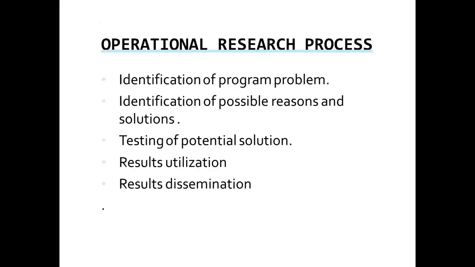Operational research process. The process starts from identification of the program problem. Firstly, we have to identify the program problem: where the problem may occur, and from where it occurs. Then identification of possible reasons and solutions. We have to identify the possible reasons and solutions. Then testing of potential solutions, result utilization, and result dissemination.